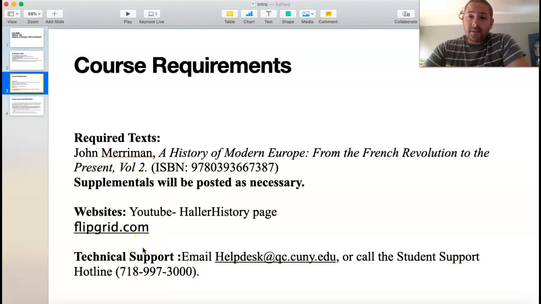Other than the technology that I will help describe to you, if you do have other technological issues, particularly in terms of access to technology, you should contact the technical support folks at Queens College at helpdesk@qc.cuny.edu, or you can call the 718-997-3000 number. There are people who will be able to help you with technological support.